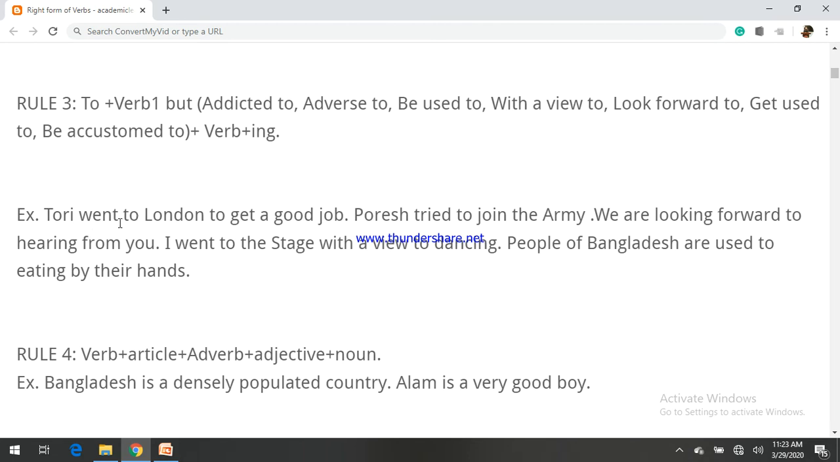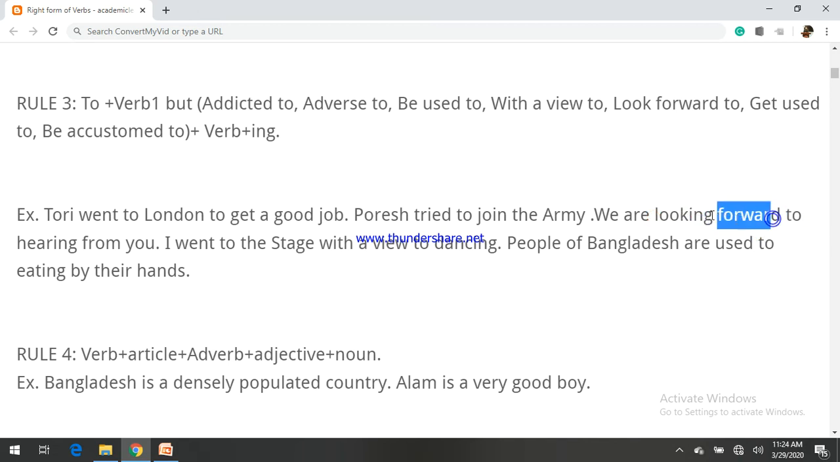Let's see the example. Tori went to London to get a good job. To plus verb 1. Here, to is normal to, and then get is the main verb. To plus verb 1. And another sentence. Let's see. To join. Infinitive to. Okay, normal to or independent to. But here see, look forward to. With this phrase, these are connected. This is called a phrase.